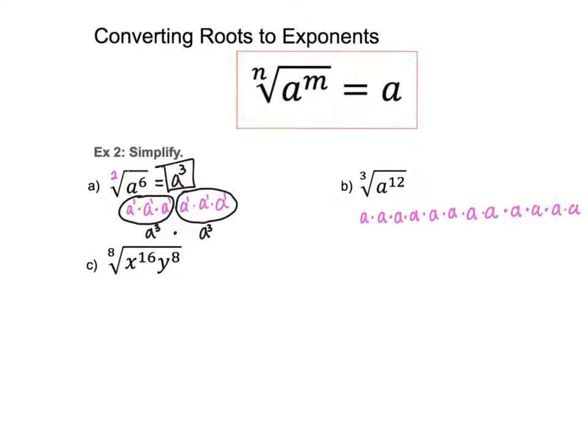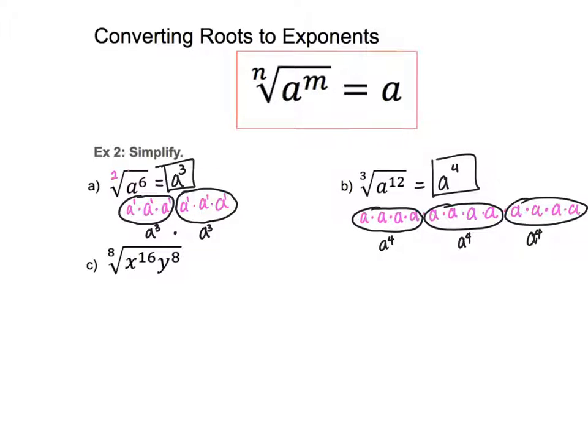So it looks like because there are 12, I might want to just put 4 in each group, right? Let's see here. Yeah. So now we can see that each group has 4 A's. So that means if I multiply all that, it is A to the 4th power in each group. So if I multiply all these, I would add the exponents and get back to 12. So it looks like the cube root of A to the 12th power is A to the 4th power.